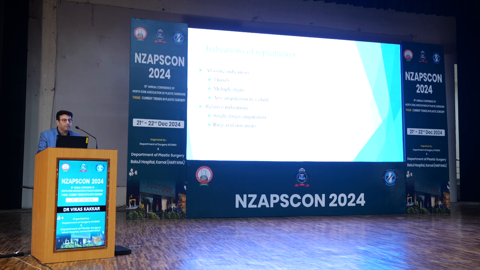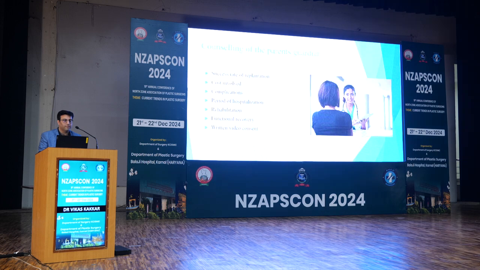So what are the indications? The absolute indication is thumb reimplantation, multiple digit reimplantation, or any amputation in the thumb or in a child. The relative indications include a single finger and ring avulsion injuries. The contraindications are when it is associated with life-threatening injuries and when comorbidities are present. Some relative contraindications include a zone 2 single finger, a severely crushed or mangled part, any avulsion injuries which have a ribbon sign, or multiple level injuries.